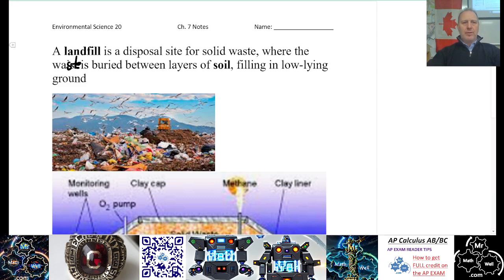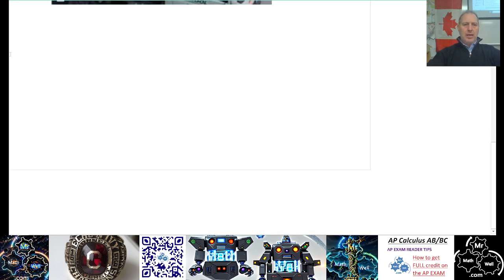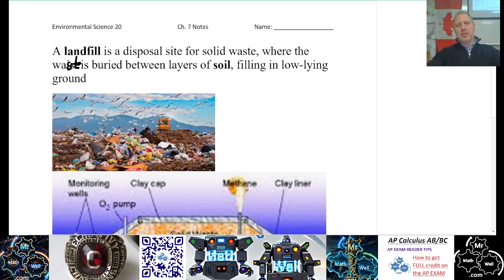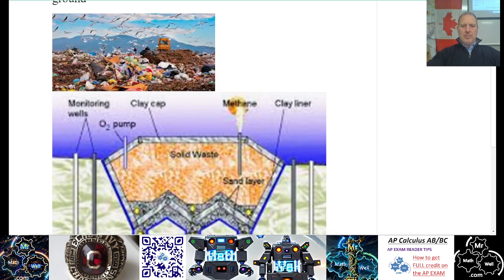A landfill, did I miss anything down at the bottom? No. Okay, what's a landfill? A landfill is a disposal site for solid waste, where the waste is buried between layers of soil. Filling in low-lying ground often is what happens, because obviously the waste piles up. So if you start filling in a low-level spot, it takes a while to build up to just ground level.